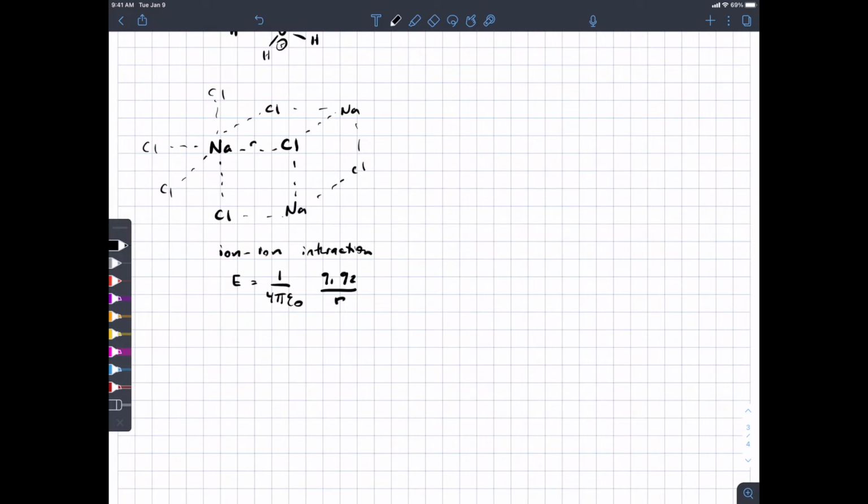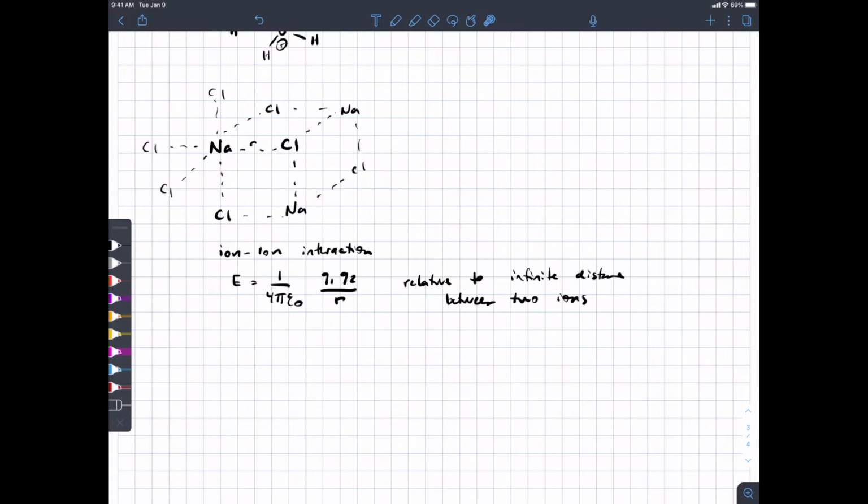But this equation for that energy is relative to infinite distance between the two ions. In other words, the reference state is the two ions so far apart that they no longer see each other. Okay, so if that's your reference state, what we're really talking about when we say how strong an ion-ion interaction is, is that it's really hard to boil sodium chloride and get the sodium and chloride ions to be infinitely separated in a vacuum.